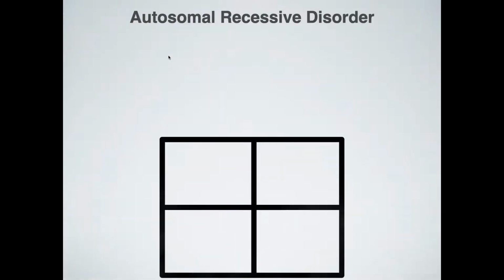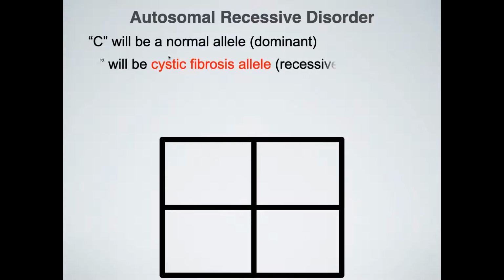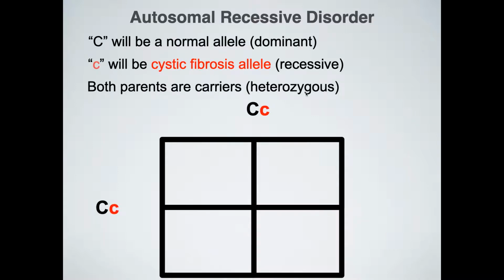And so how does that look for a Punnett square? Well, we have to first again decide what the normal and the recessive letter is going to represent. So we're going to say capital letter C, that's a normal allele, that's dominant. Lowercase letter c is going to represent a cystic fibrosis allele, not having cystic fibrosis, just having a single allele for that. So let's say that both parents are carriers. They're both heterozygous. So remember, we take the letters and we separate them out.